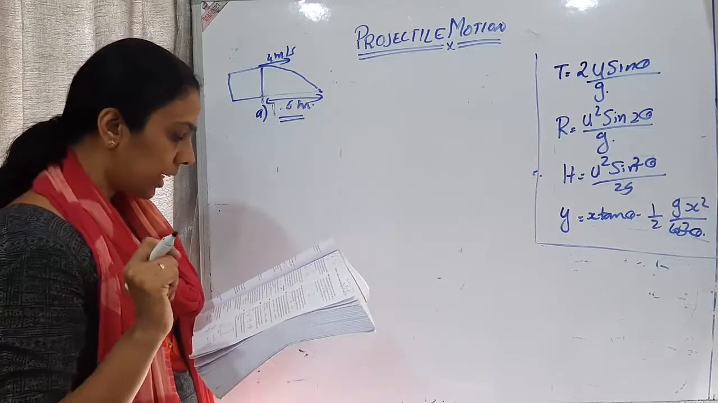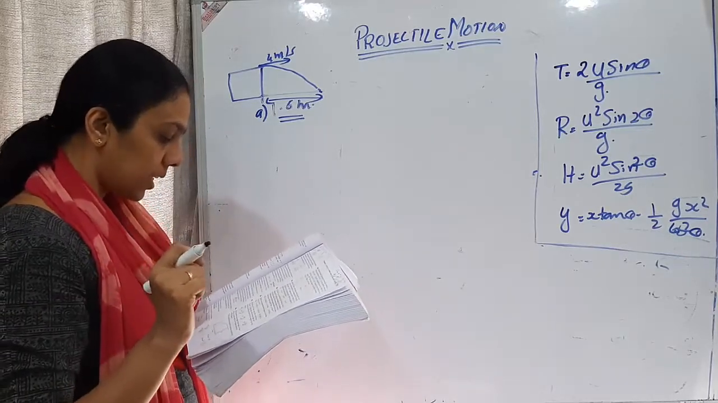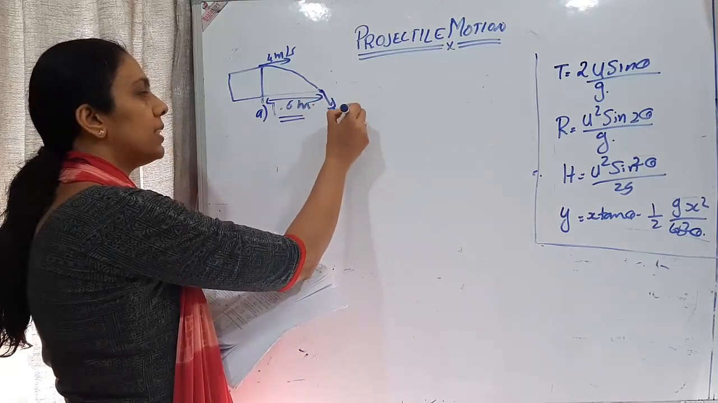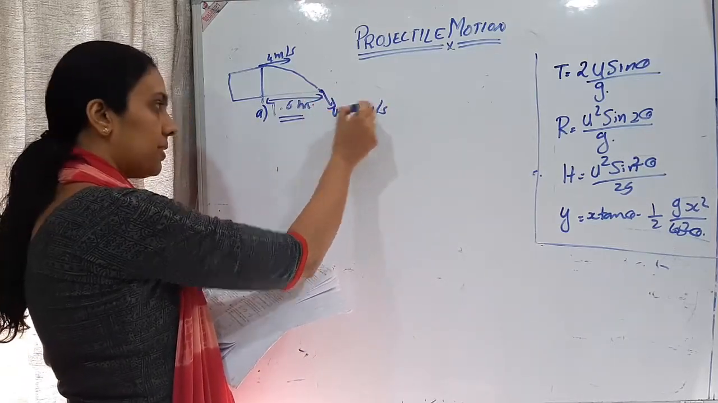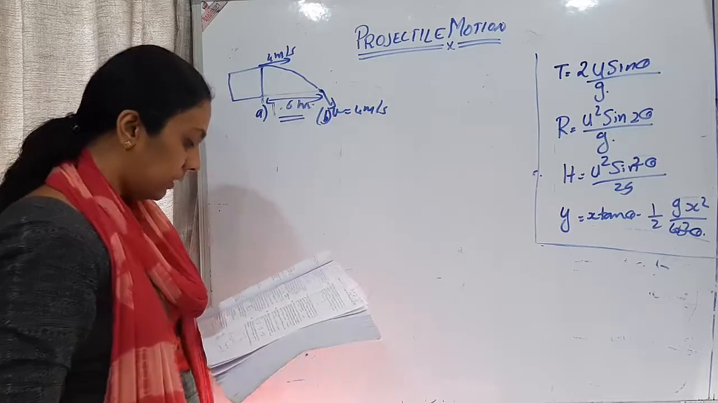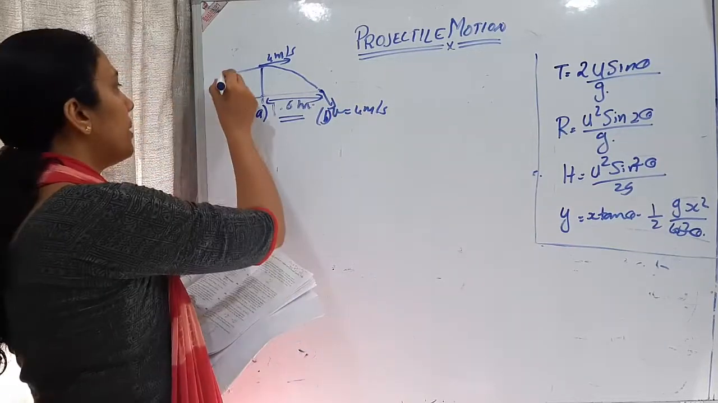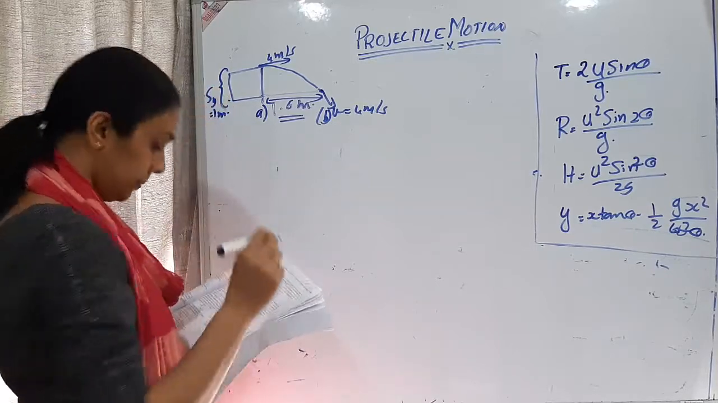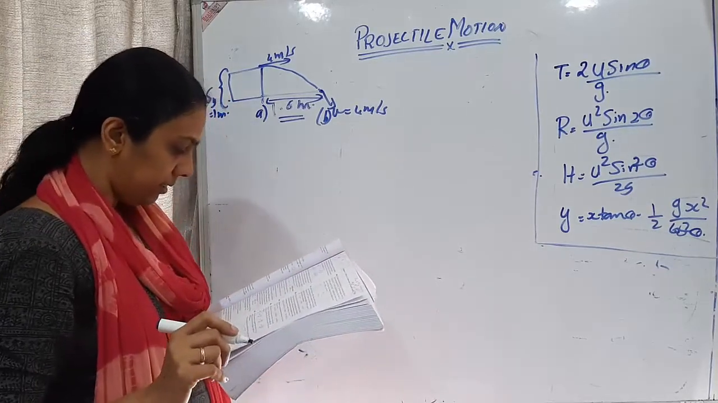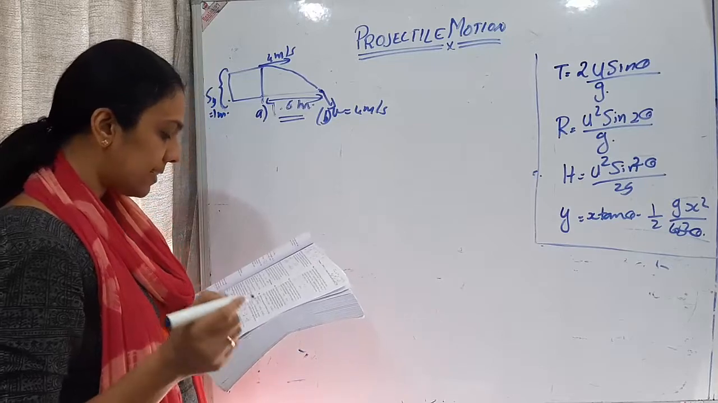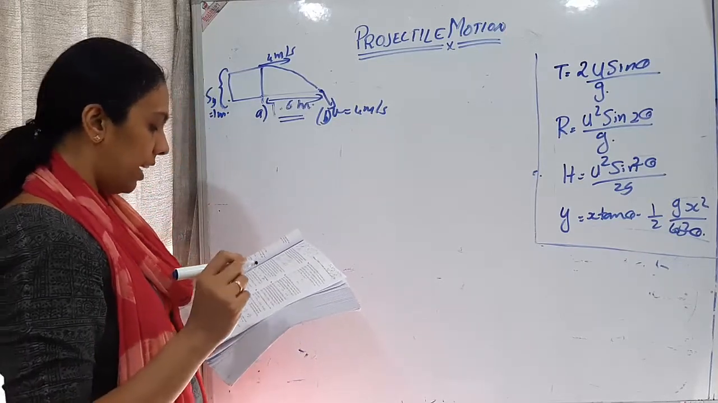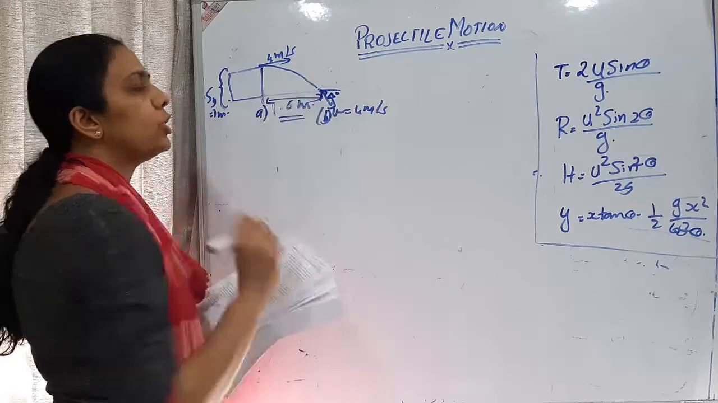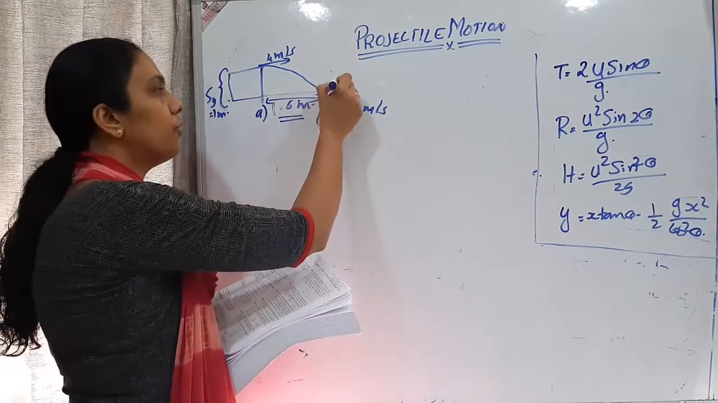Next is, the speed with which it hits the ground is 4 meter per second. So V, the final velocity, is given as 4 meter per second. That is the second option. Then the height of the table is 1 meter. That is Sy, equal to 1 meter. And then it hits the ground at 60 degree to the horizontal. So here this angle is 60 degree to the horizontal. That is the fourth option.